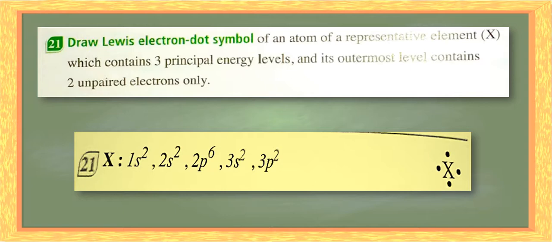In the 3p we have two unpaired electrons, and in the 3s we have two paired. With this electronic configuration of X, we have 1 1 1 1, four unpaired electrons, so its outer level contains two unpaired electrons only. We can draw this as X with two pairs above it, and one electron on the right and one on the left, making unpaired electrons. Okay, let's go to question 22.